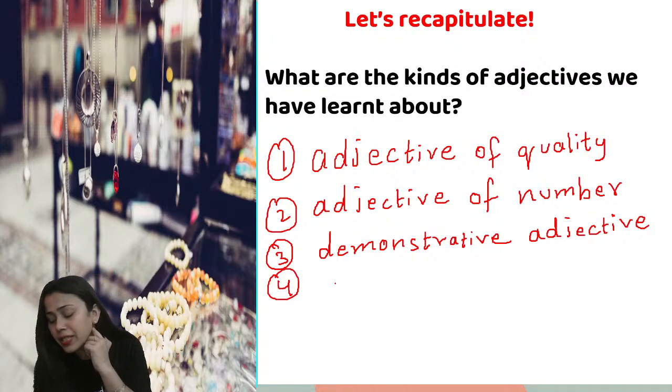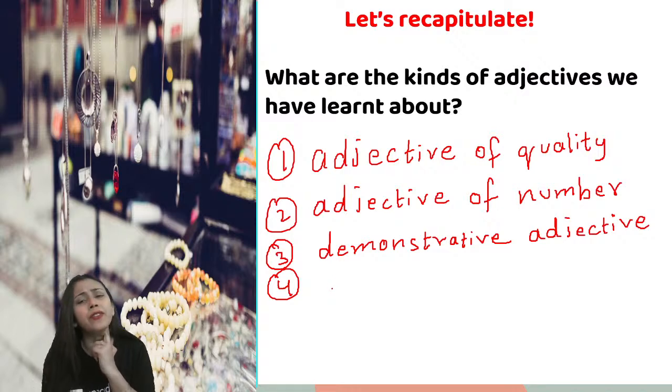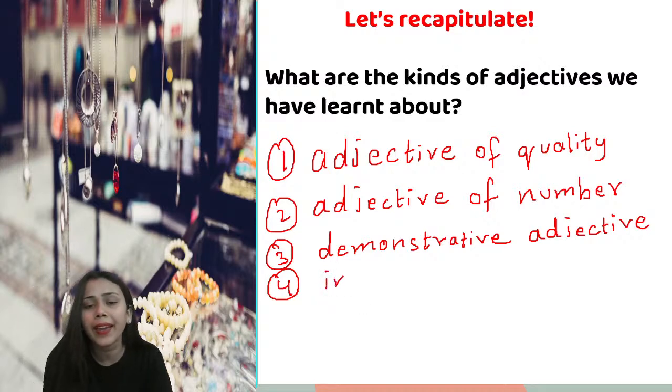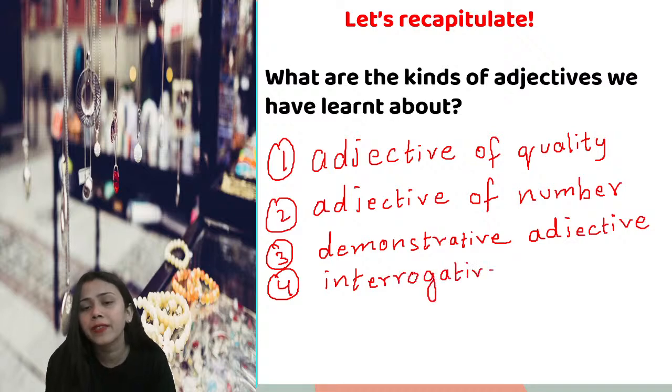Number four, distributive. Distributive we have not done, right? Distributive we have not studied. I'm talking about the kinds of adjectives that we have learned, that you have studied in class, that your ma'am has taught you. We have to revise all of those adjectives here, okay? Interrogative. Okay, interrogative I have taught you.